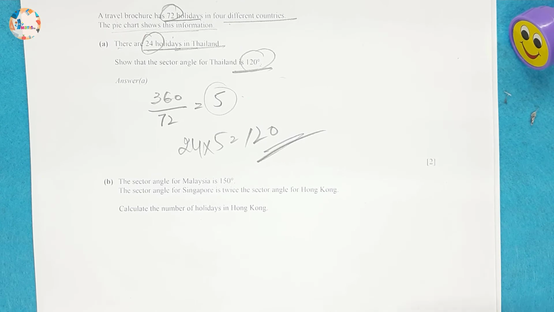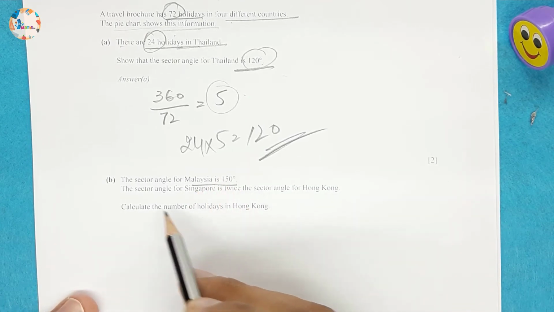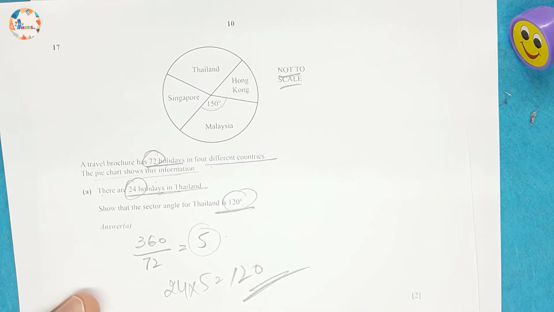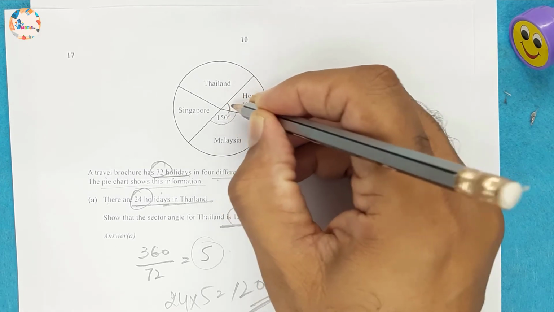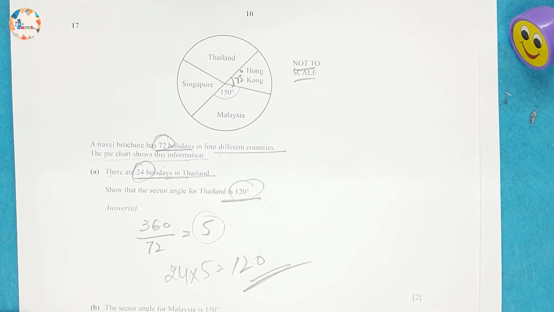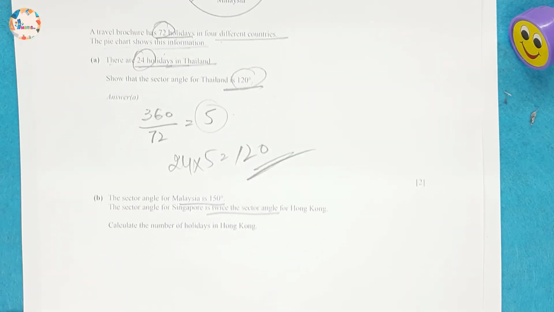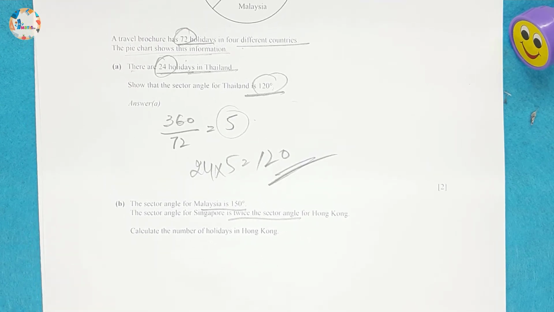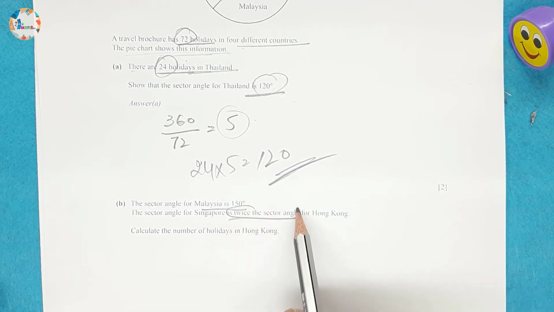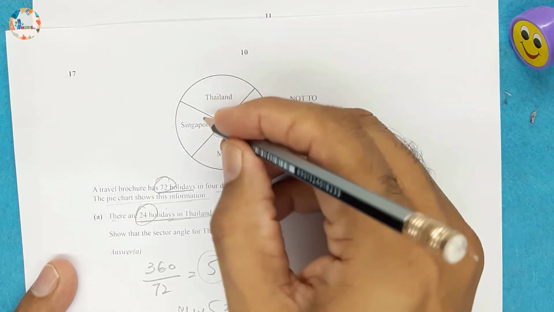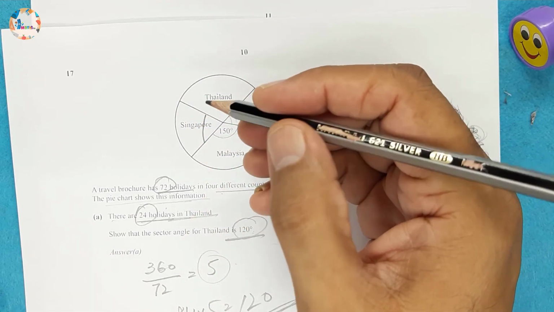B part, the sector angle of Malaysia is 150. The sector angle for Malaysia is twice the sector angle of Hong Kong. So Hong Kong will be half of 150, which will be 75. So this will be 75 degrees. Calculate the number of holidays in Hong Kong. So we can check for Hong Kong. 75 will be for Hong Kong. Basically this is twice a sector angle is for Singapore. So this is not for Hong Kong, this is basically for Singapore.